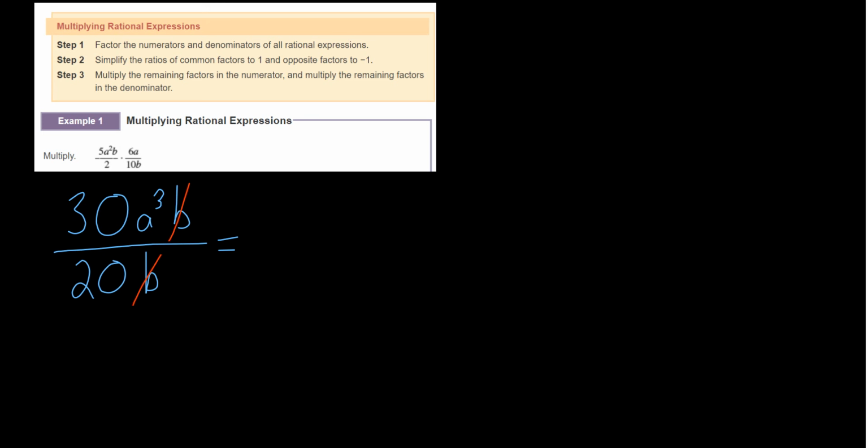This 3 and this 2 can be reduced to 3 halves. So all I have is 3 halves, and then what remains with my variables will have an a cubed. And that's it. Okay, so let's see if I followed these steps. Number 1, factor numerators and denominators. So I didn't factor. I didn't feel like there's much need to factor.